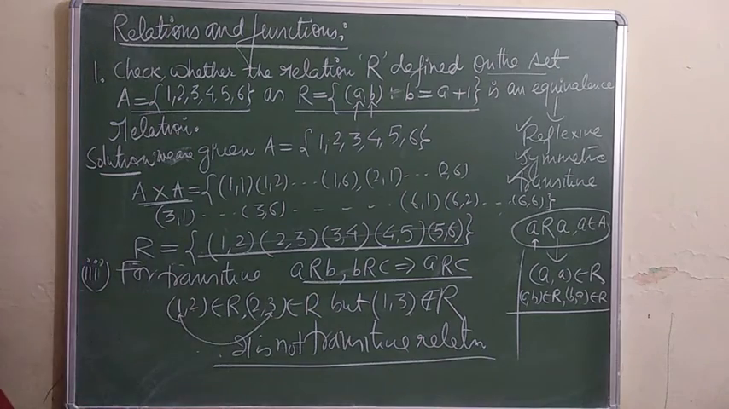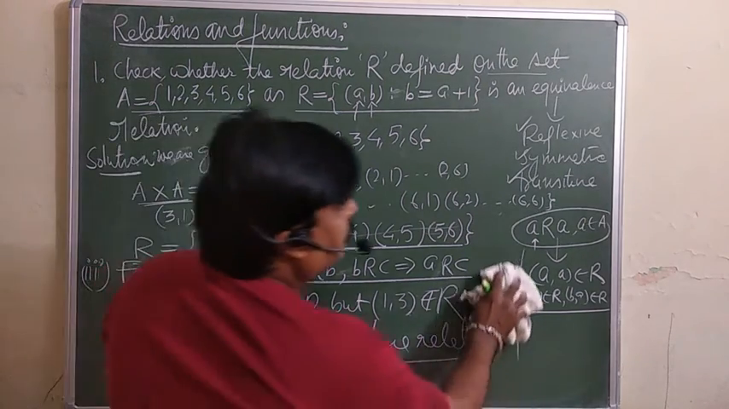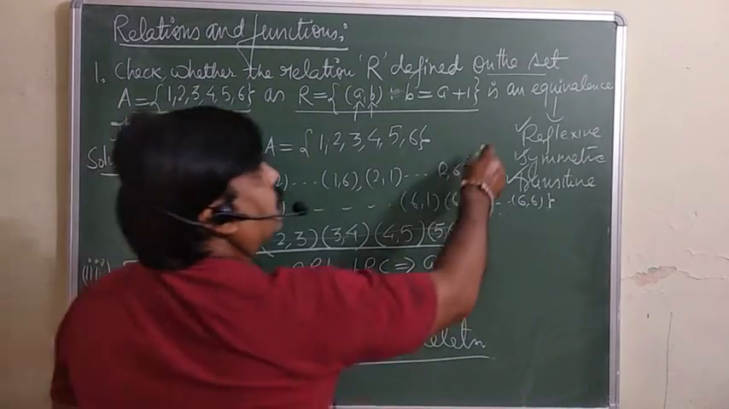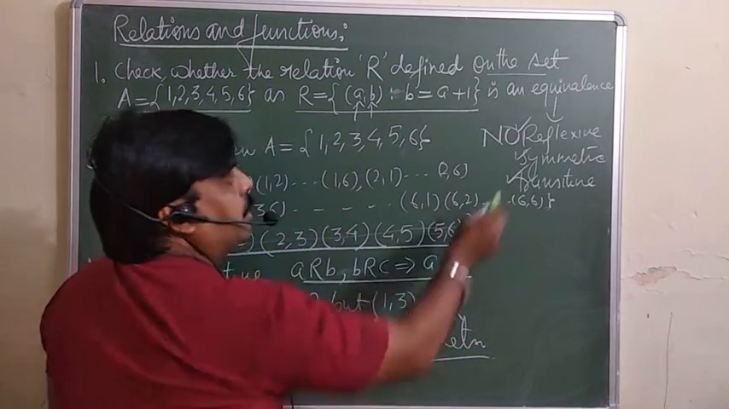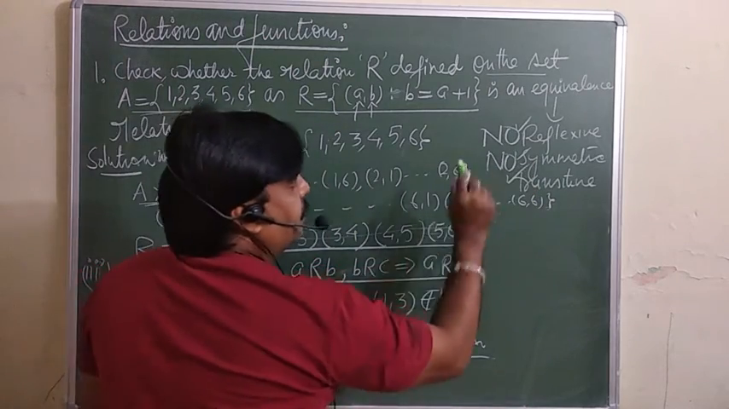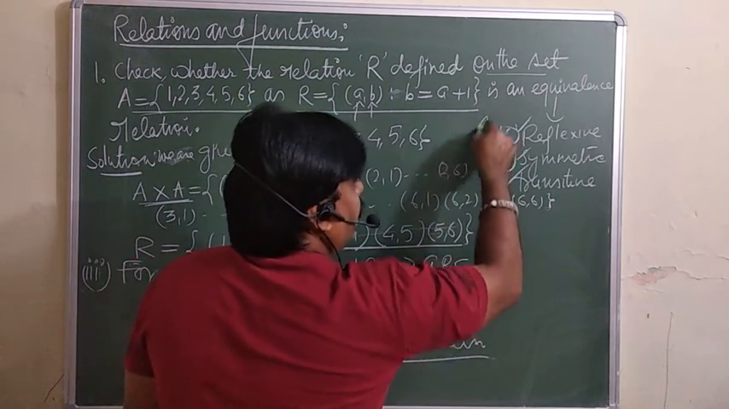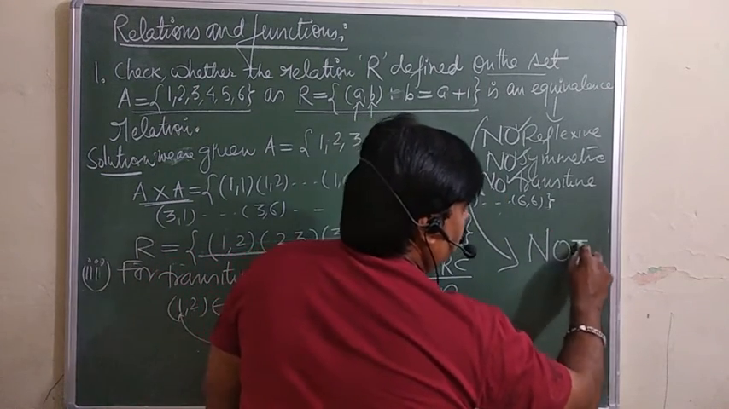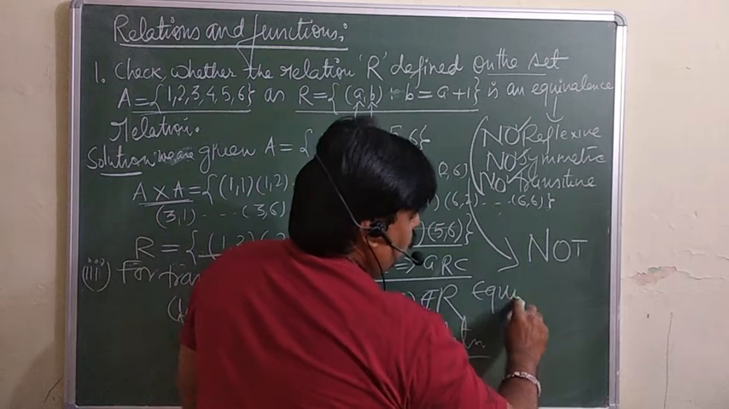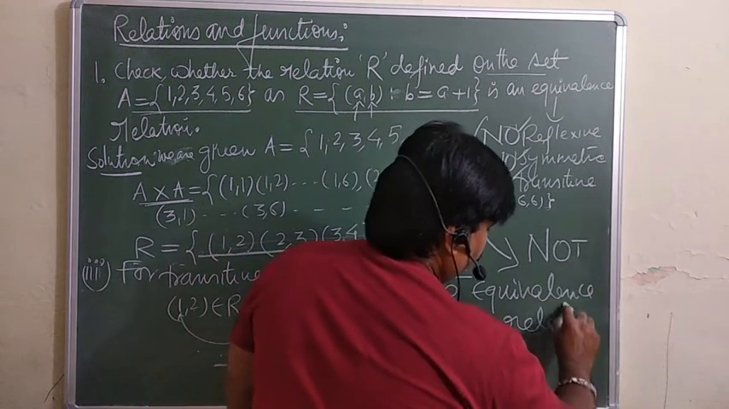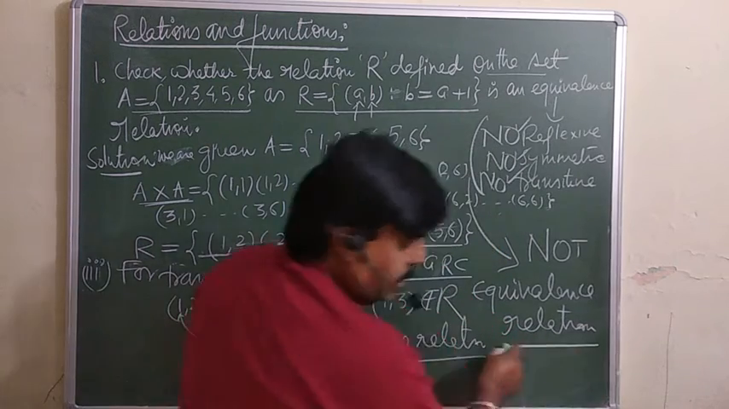It means finally what you are getting. So what we are getting is here: reflexive, no. Symmetric and transitive, no. And if these three are not there, it means not an equivalence relation. This one. Have a look.